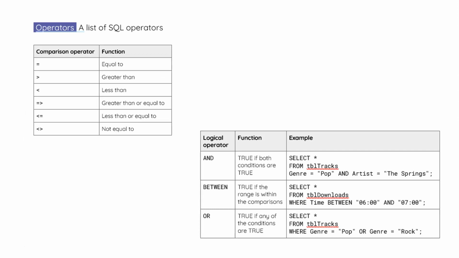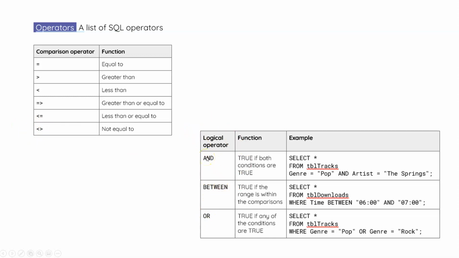And here's a list of different operators you can use. For comparison, we've got equals, greater than, less than, greater than or equals, less than or equals, and this one, which is not equals to. And we've got logic, so we've got AND, OR, and BETWEEN.